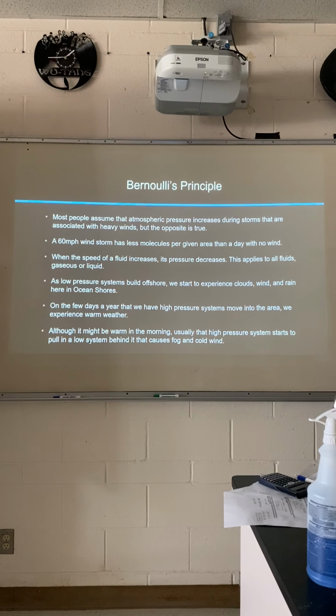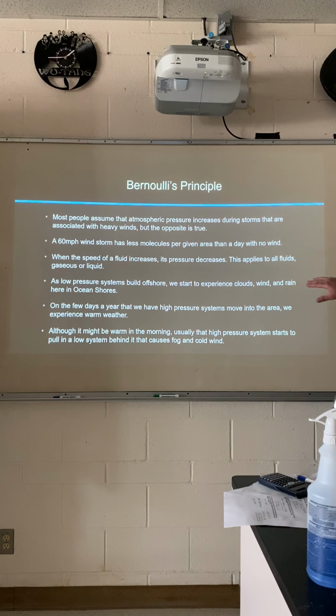So, Bernoulli's principle. In talking a little bit about Bernoulli's principle, most people assume that atmospheric pressure increases during storms, where we have heavy winds and things like that, on the coast where we deal with them. But that's not the case. A 60-mile-an-hour windstorm has fewer molecules per given area than a day with no wind.